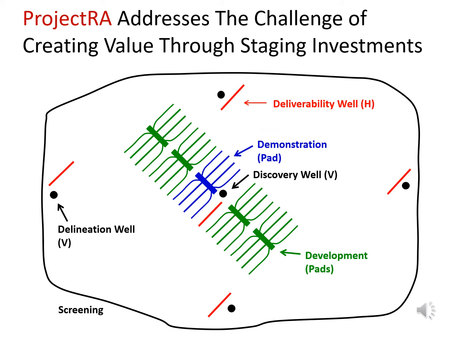The key reason that many of our unconventional projects are commercially unsuccessful is because we're just too quick to assume that our project is ready for development. The key component of ProjectRA is the ability to break a project into stages. The first stage being discovery, the second stage being deliverability, where we design a few wells to test for rate. Then we design a demonstration stage where we test the project for commerciality. And if we've successfully passed through those three stage gates, then and only then would a project be ready for commercial development.